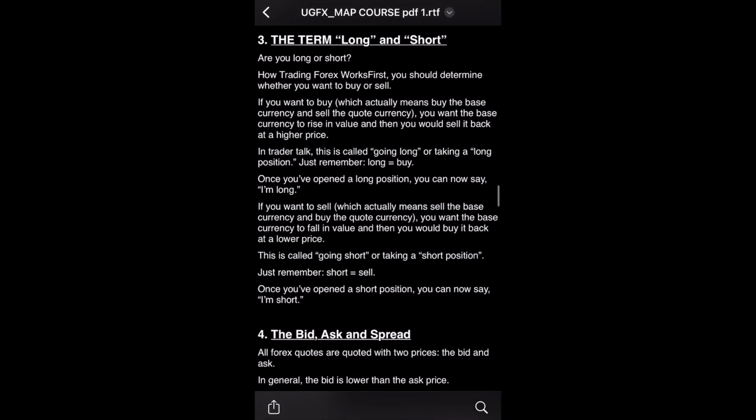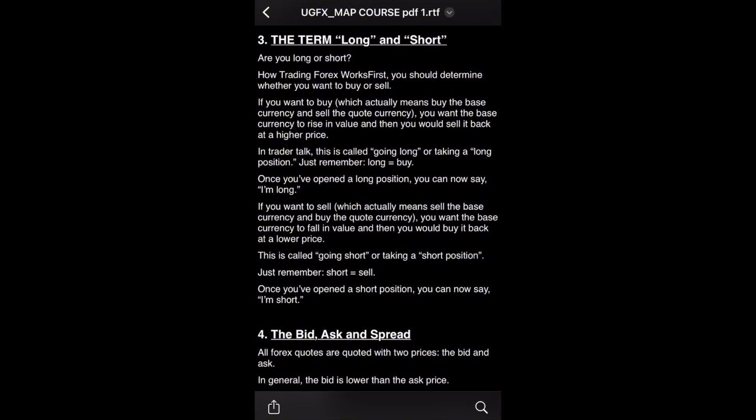One thing you should understand in very simple terms, once you hear the word long, I'm on long, that means you are buying the base currency. Once you hear I am on short, that means you are selling the base currency.